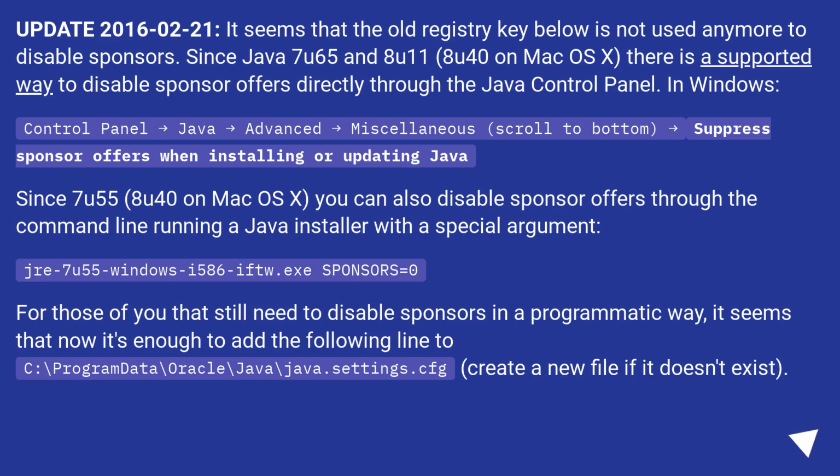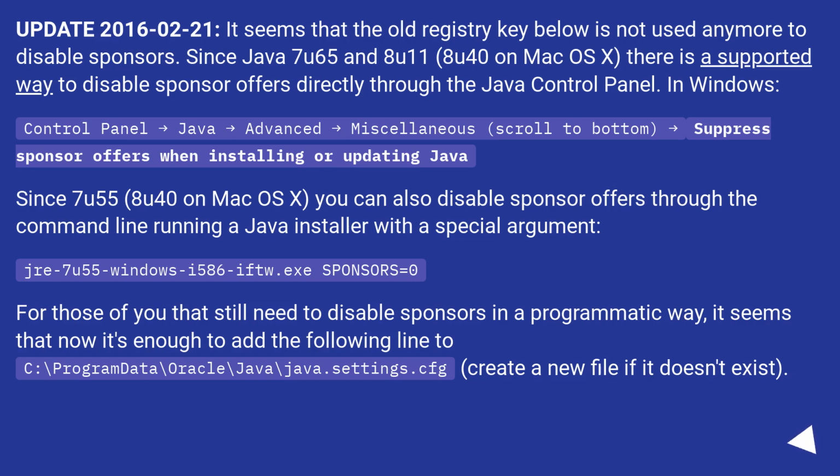Update the 21st of February 2016. It seems that the old registry key below is not used anymore to disable sponsors. Since Java 7U65 and 8U11, 8U40 on Mac OS X, there is a supported way to disable sponsor offers directly through the Java Control Panel. In Windows: Control Panel, Java, Advanced, Miscellaneous, scroll to bottom, suppress sponsor offers when installing or updating Java.